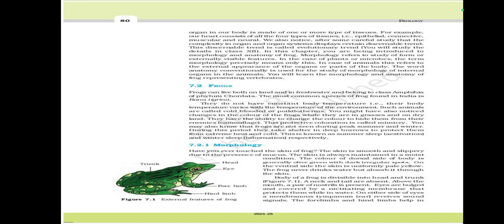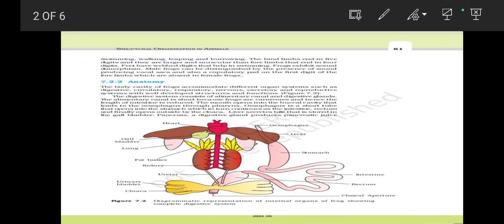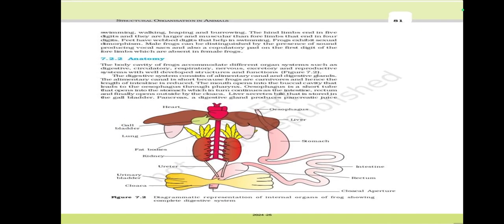On the other side of eyes, the membranous tympanum receives sound signals. The forelimbs and hind limbs help in swimming, walking, leaping, and burrowing. The hind limbs end in 5 digits and they are larger and more muscular than the forelimbs that end in 4 digits. Feet have webbed digits that help in swimming.